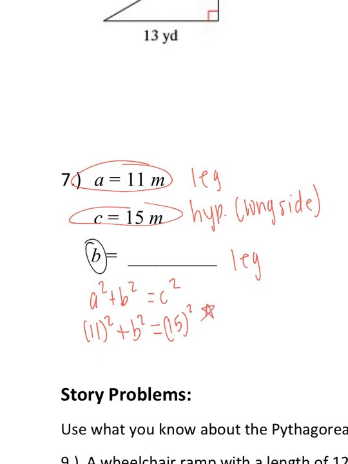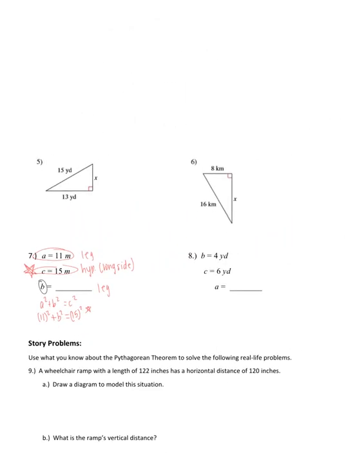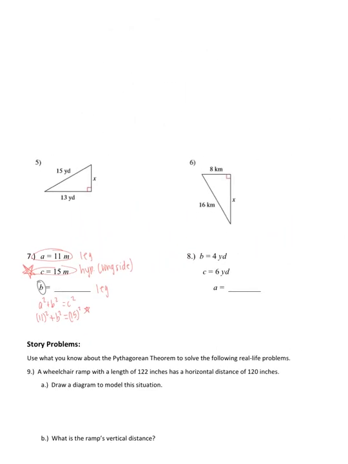So these ones are exactly the same, except they don't give you a diagram. They just give you numbers. So you have to remember that C is the long side. And again, number 8 is the exact same way.